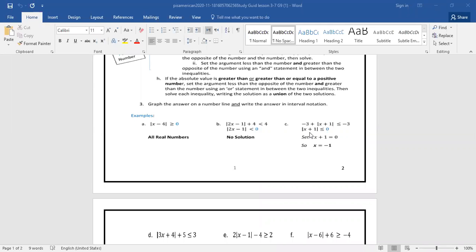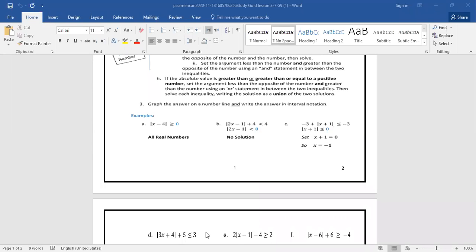Okay. Look at the next question. The next question is absolute value. Is there anyone who answered number D? Yes, I answered it. Okay. What did you answer?